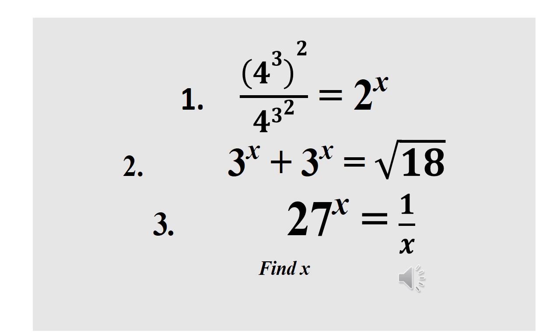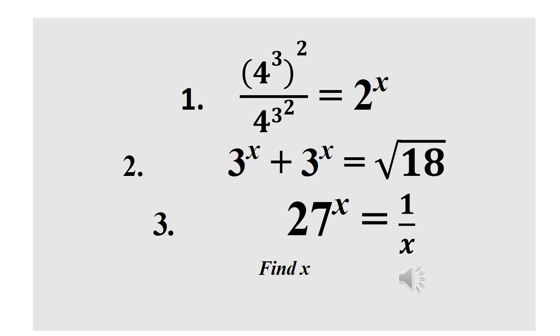We have three questions to be considered. Question number one says (4^3)^2 over 4^(3^2) equals 2 raised to power x. So we are to find the value of x.